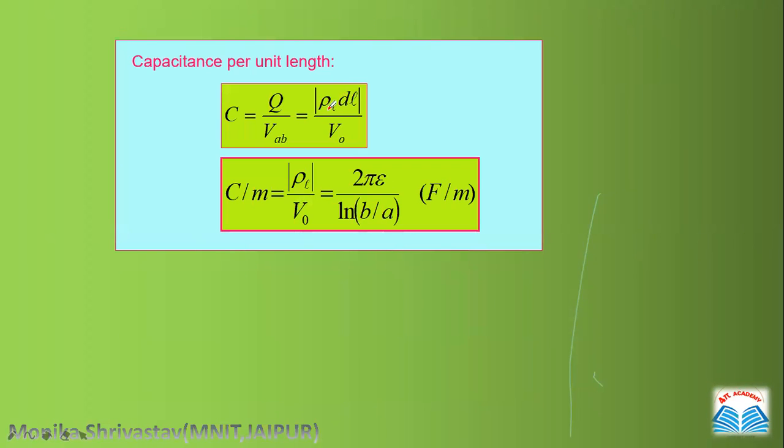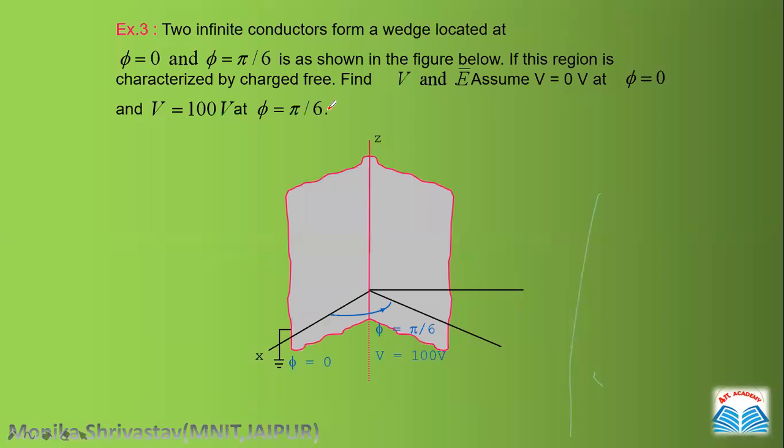Okay, so these were two types of solutions, and the next example is: two infinite conductors form a wedge located at. What is a wedge? A wedge shape is like two planes inclined over one another at some angle theta or phi. That shape is called a wedge. So two infinite conductors form a wedge located at phi equals 0 and phi equals pi by 6 as shown in the figure below.